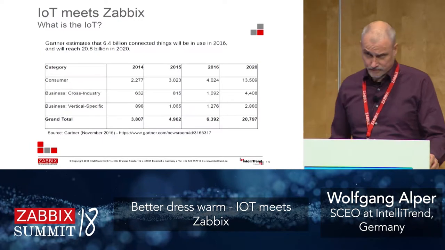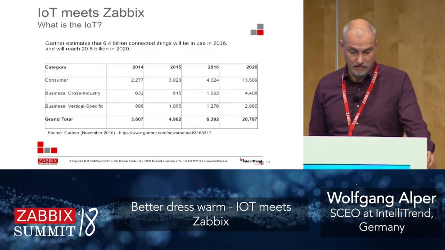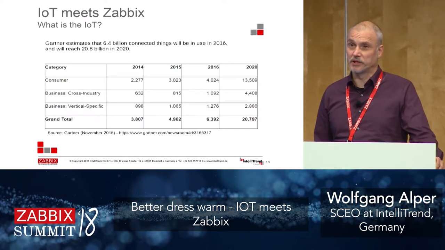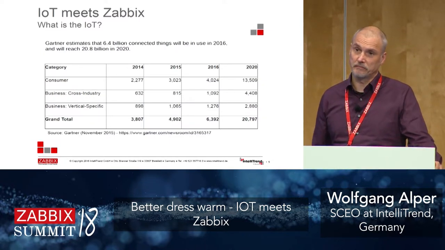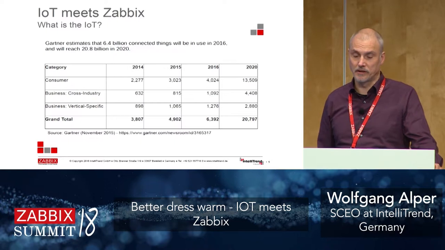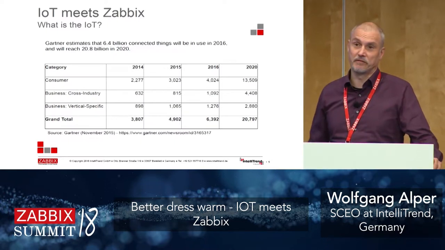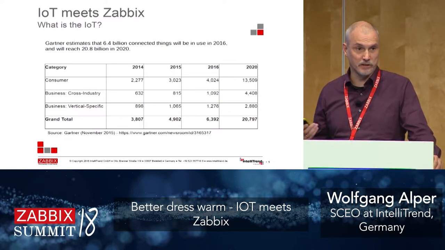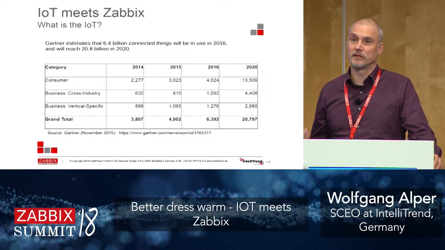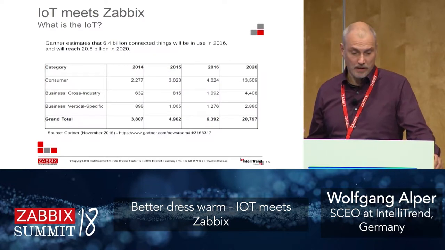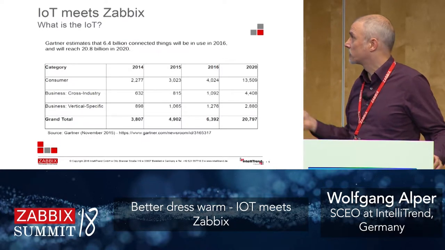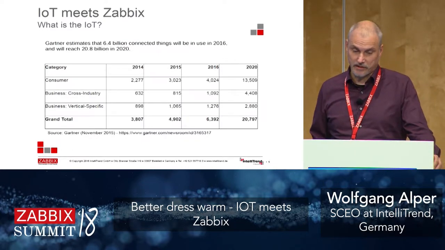This is from Gartner from 2015, and they made an estimate that we will reach in 2020, so we are now in 2018, like 20 billion devices. And this is not talking about cars or mobile phones; they're really talking about connected devices beyond that, so a really huge number. And look at the development from 2014 over to 2016, it's big, it's really big.